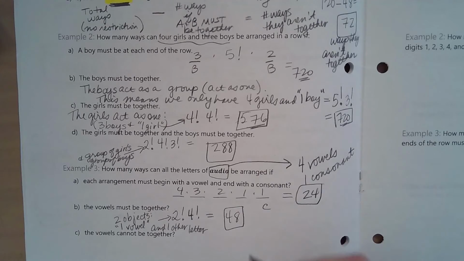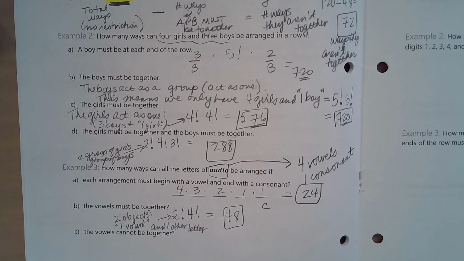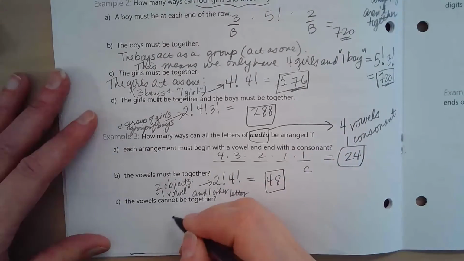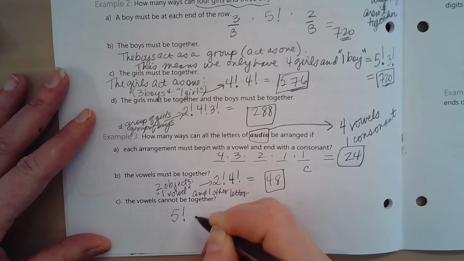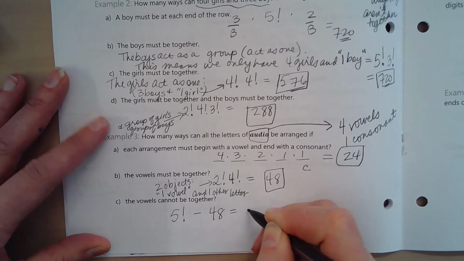Okay, what about the vowels cannot be together? You know how many ways they can be together. How do you figure out the cannot? That's 5... Didn't we just do that up here? So what did you do, Neville? You did 5 factorial, take away the 48, right? 72?